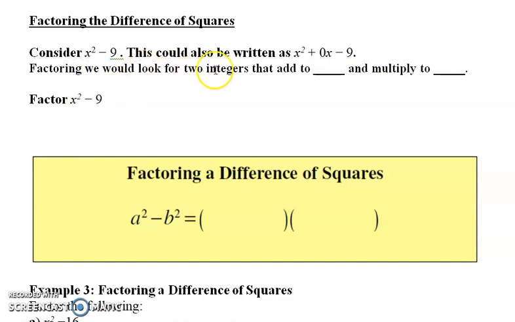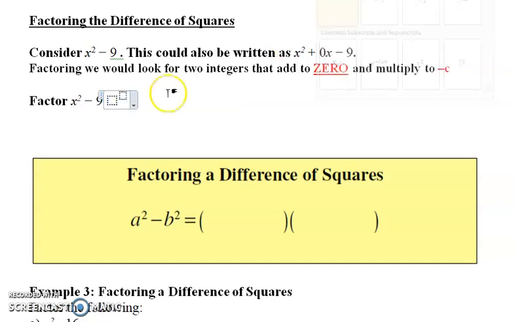So factoring, we look for two integers that add to 0 and multiply to negative c. That's our goal. All right. So in this case, we have those. I'll show you what I mean by that.